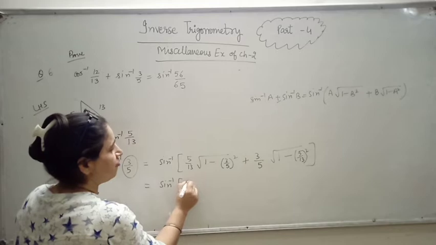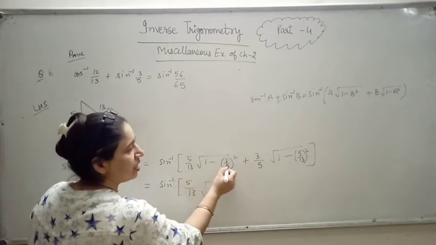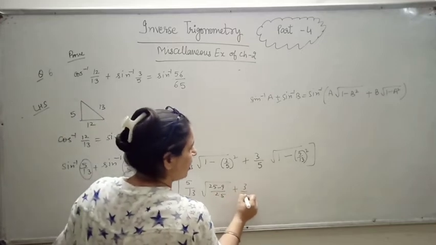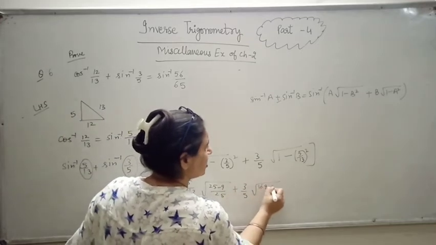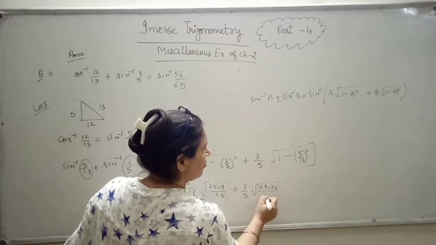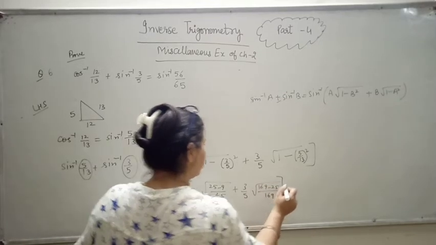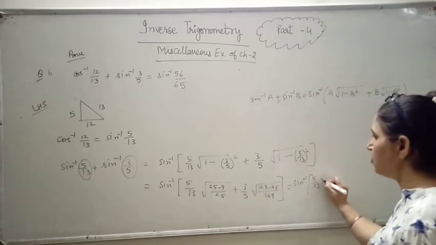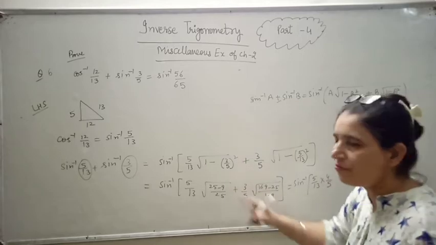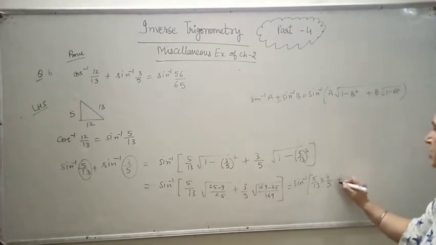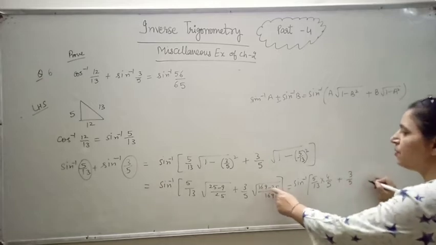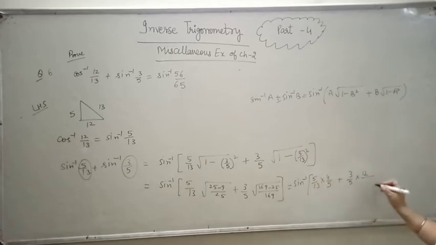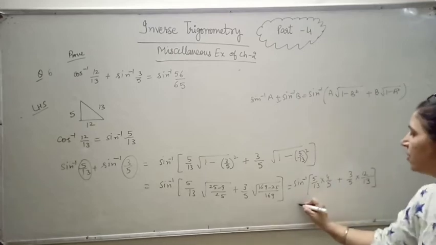Sin inverse 5 by 13, and it will become 25 minus 9 by 25. This is 3 by 5, and this is 169 minus 25 by 169. So it would become sin inverse 5 by 13 into 4 by 5. If you simplify it, you will get 4 by 5 plus 3 by 5. And when you simplify this, it will be 144 means the square of 12 and 169 is square of 13.